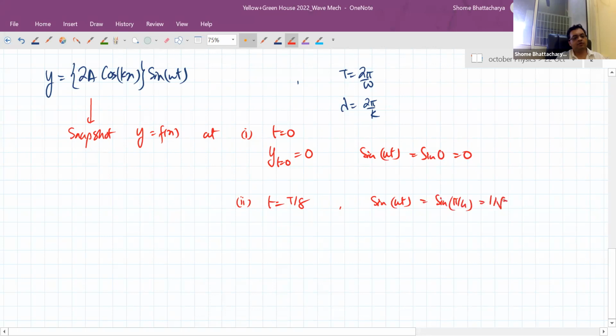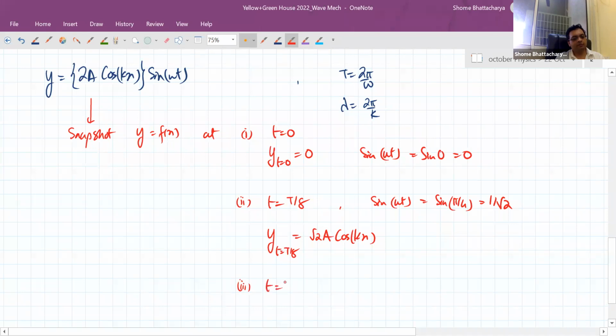So that will become 1 by root 2. So the snapshot picture at 1/8 the time period will become 2a cos kx into 1 by root 2. So that will become root 2a cos kx. We'll plot all these graphs in a moment, but let's just write down these values first.